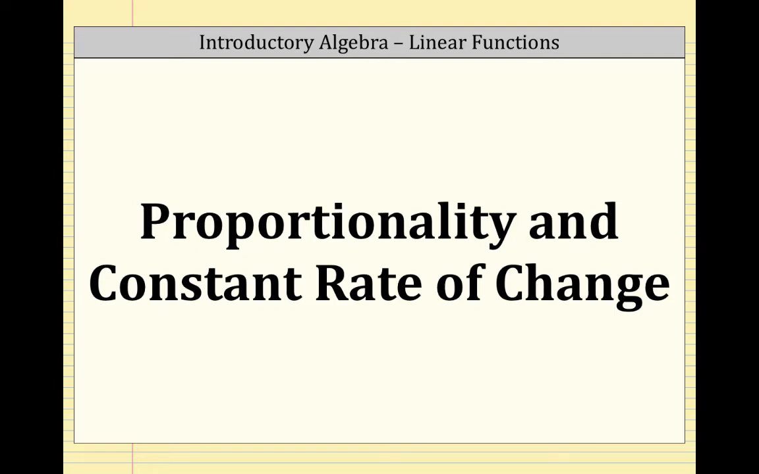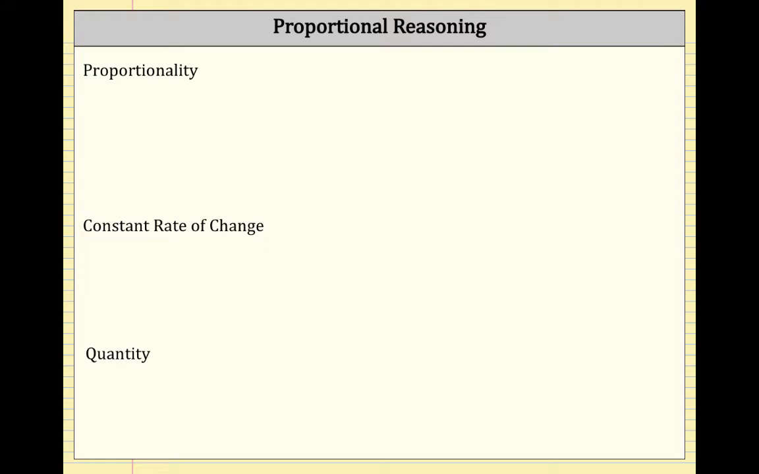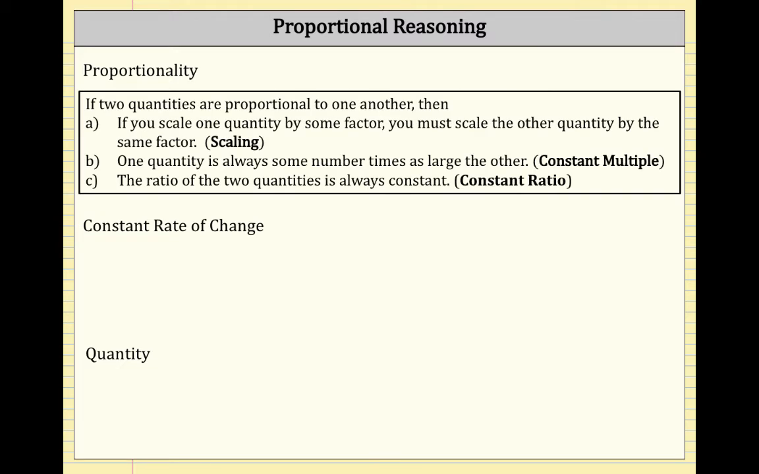Welcome to a lesson in proportionality and the constant rate of change. In previous lessons, we've talked about the meaning of proportionality, constant rate of change, and quantity. If two quantities are proportional to each other, then if you scale one quantity by some factor, you must scale the other quantity by the same factor. That's called scaling.